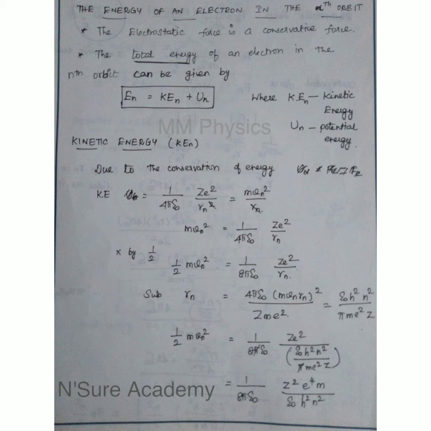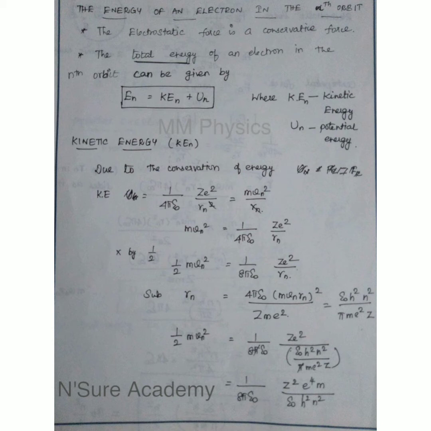But the kinetic energy can be expressed only in terms of half m vn square. So multiply by half on both sides. So half into m vn square is equivalent to 1 by 8 pi epsilon naught into Z e square divided by rn. Then substitute the value of rn, which is equivalent to epsilon naught h square n square divided by pi m e square Z. That is, half m vn square is equivalent to 1 by 8 pi epsilon naught into Z e square divided by, instead of rn, epsilon naught h square n square divided by pi m e square Z. And pi will get cancelled.